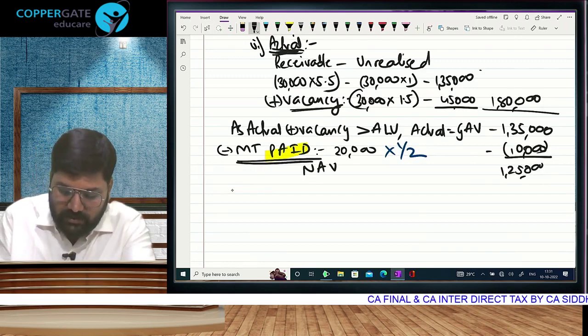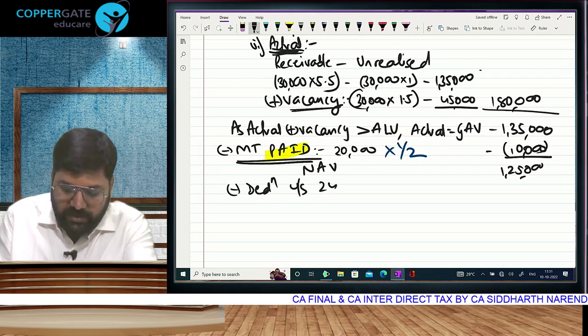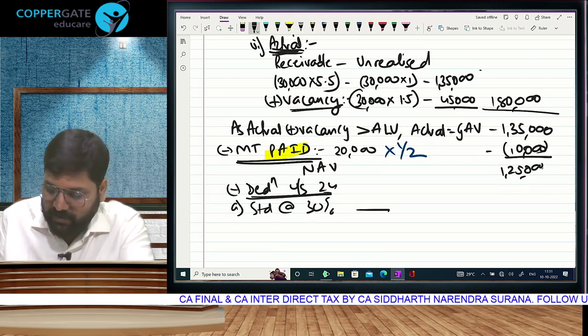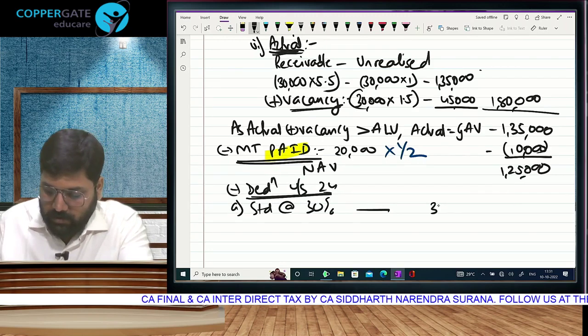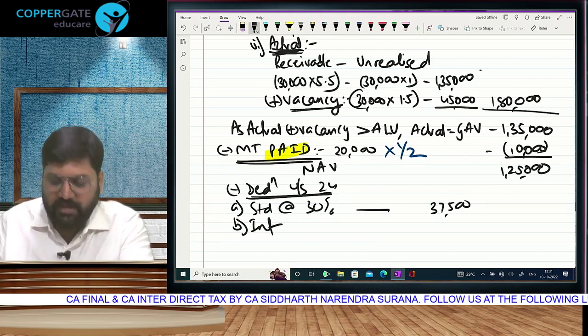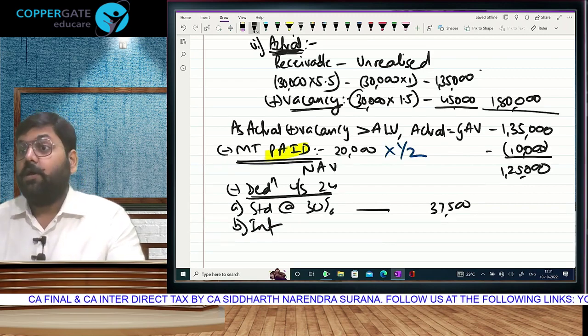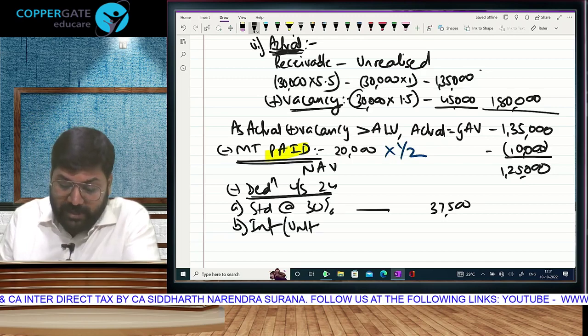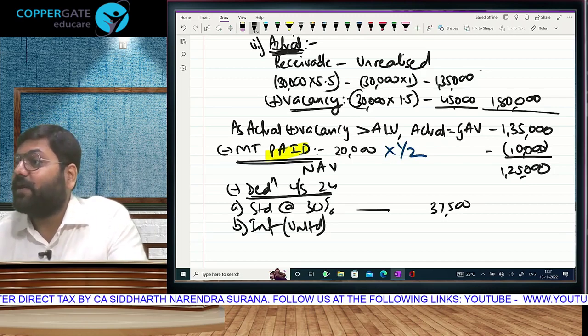Very good. Next, deductions under section 24. First, standard deduction. How much is that? 30%. 30% of 125 will give you 37,500. And second, interest. This time the interest will be limited or unlimited? Because this is LOP, so unlimited. Unlimited means the full actual amount. Full actual means 65.